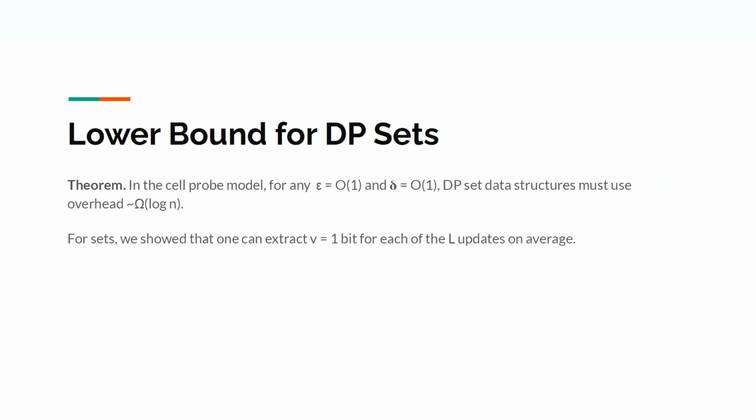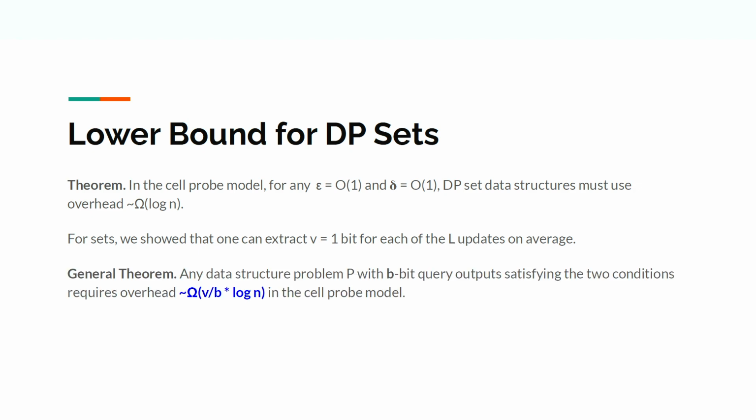All right. One thing I'll say is that specifically for this lower bound for differentially private sets, we showed that in the large information retrieval that we could extract v equals 1 bits for each of the L updates on average. So if you wanted to use our lower bound framework more generically, you can consider problems where you can extract more than 1 bit, generic v bits per update, in which case you would get this lower bound. So you can see that you immediately get the set lower bound by setting v and b to equal 1.